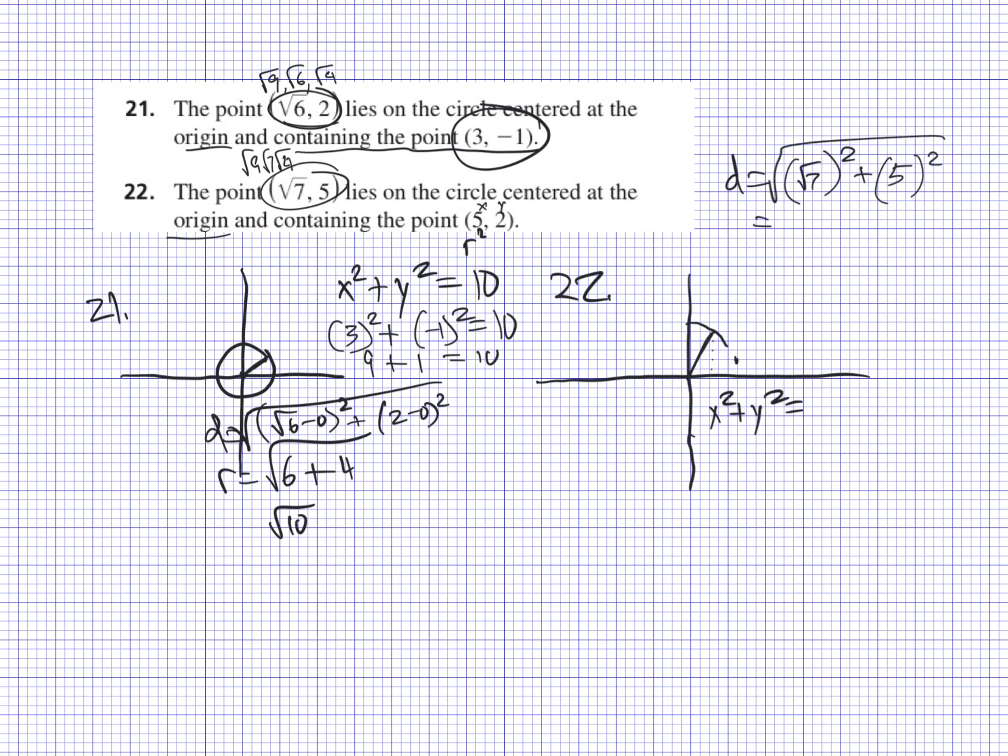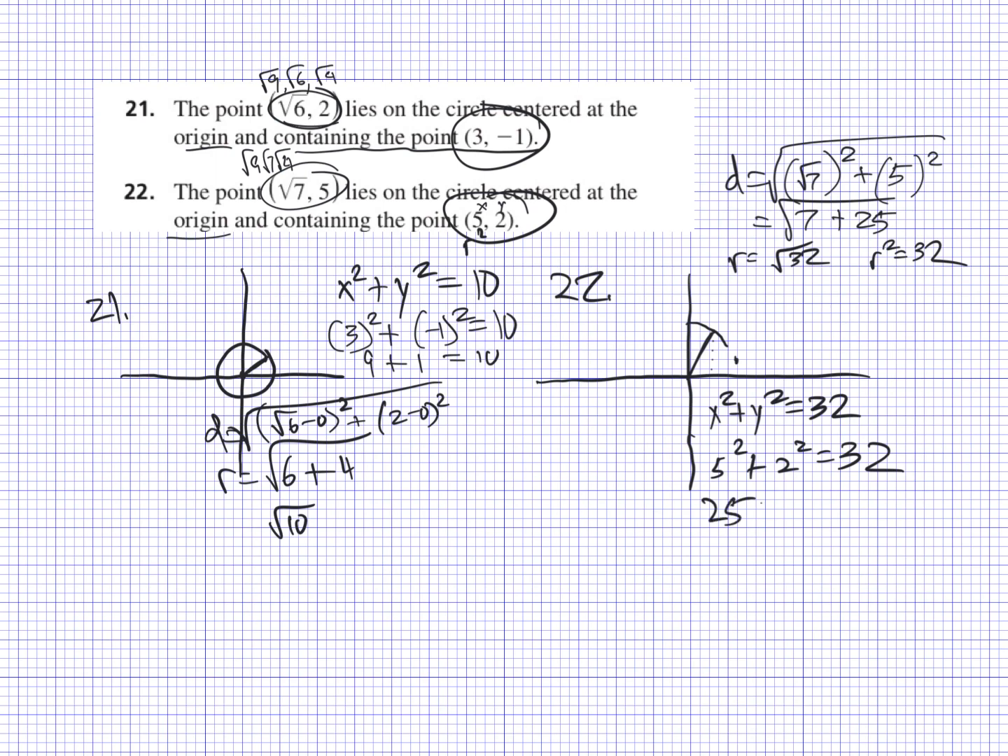So we square, we get 49, and 5 squared is 25. So now that's the square root of 74. That's r. So if we square that, we get 74. So that goes in this position. So now we put our new 5 and 2 into the formula, into our equation, and see if it works.